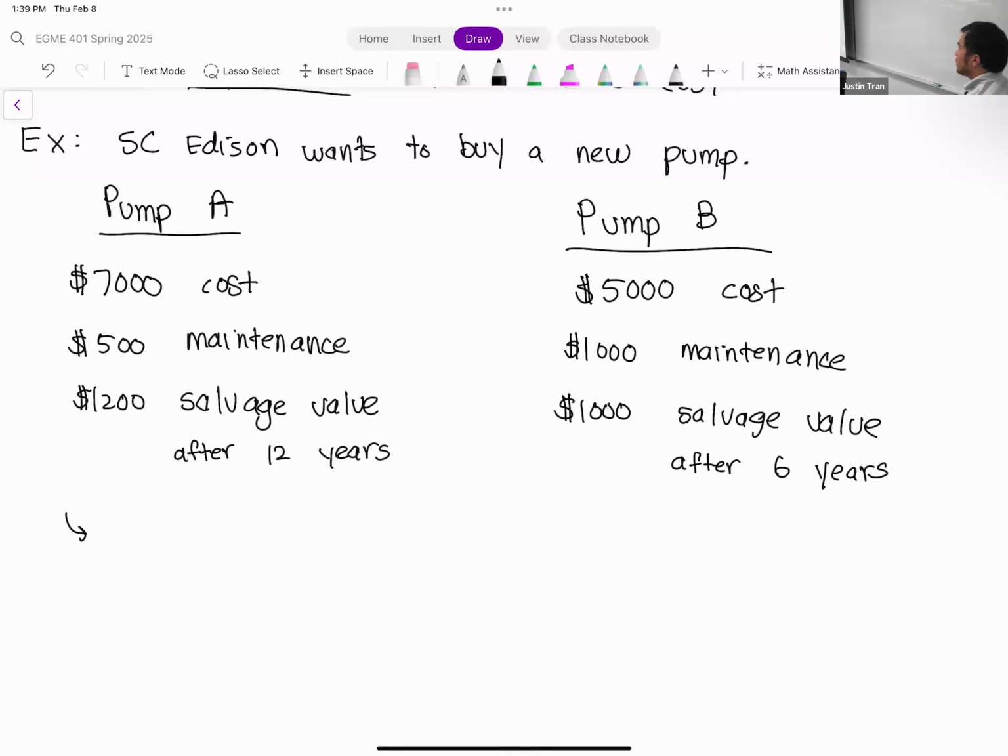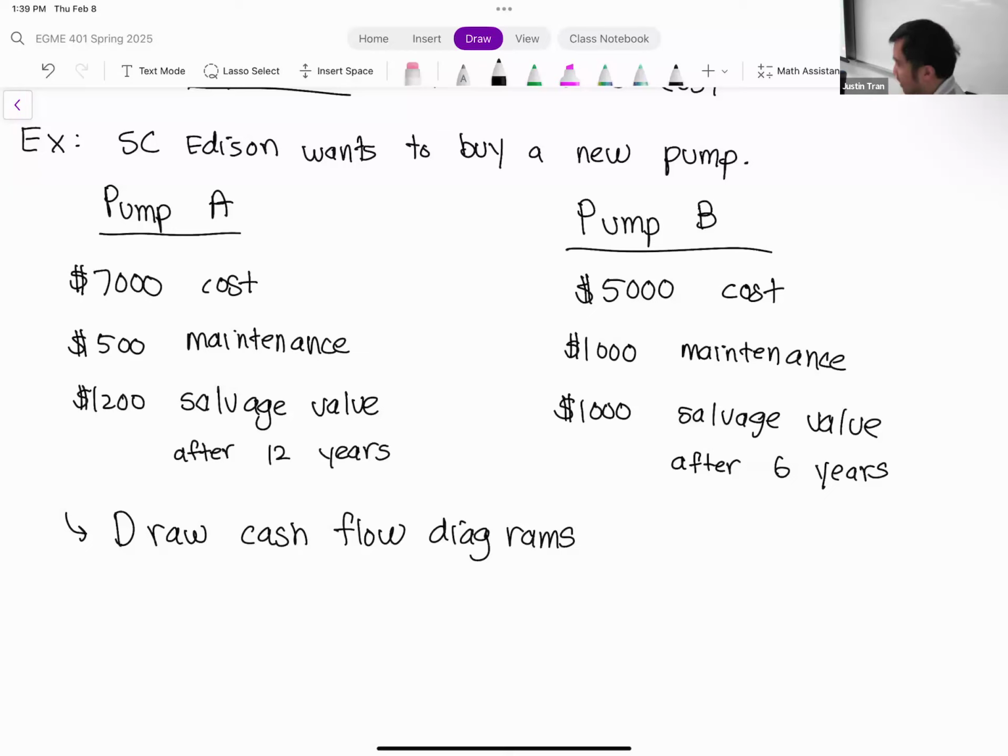So once again, we are at this junction where we need to make a decision on which pump to get, and we're going to use present worth analysis to help us get there. For both cases, we want to draw their cash flow diagrams. And then we're going to use present worth analysis to determine which pump to buy.